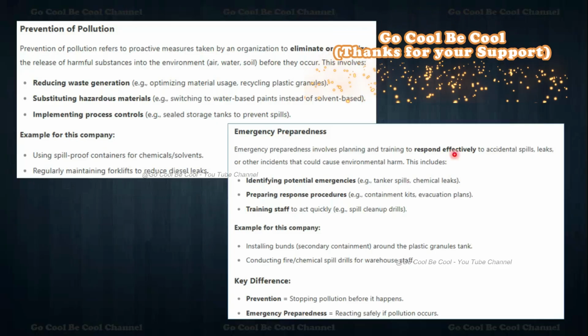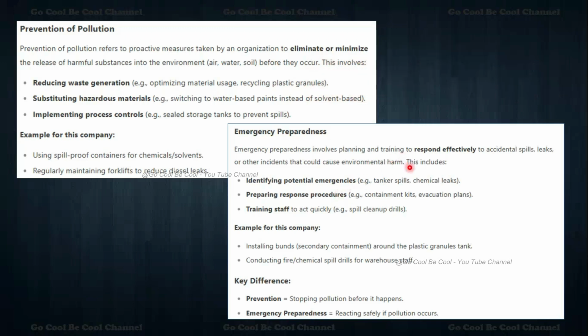And now emergency preparedness involves planning and training to respond effectively to accidents, spills, leaks and other areas. This includes identifying potential emergencies, preparing response procedures, and training staff, with examples for the company as well. Key difference: prevention is stopping pollution before it happens. Emergency preparedness is reacting safely if pollution occurs. So you have to write the difference very clearly.